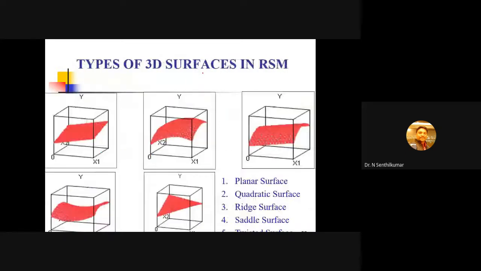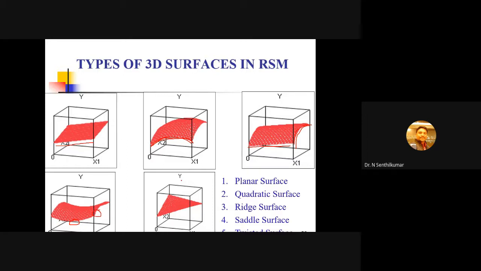This one we'll see all. So what are the different types of surfaces that we can obtain in RSM? The first one is the plane surface. You can see the linear relationship. Yesterday we saw that it varies linearly. There is no curvature. Then we have the quadratic surface, a curved one. Then this is linear and this is quadratic, and that is called a ridge surface. Then we have the maximum condition and a minimum condition. This is the minimum condition and this is the maximum condition. So min-max, that is a saddle one. And the fourth one is the twisted surface.